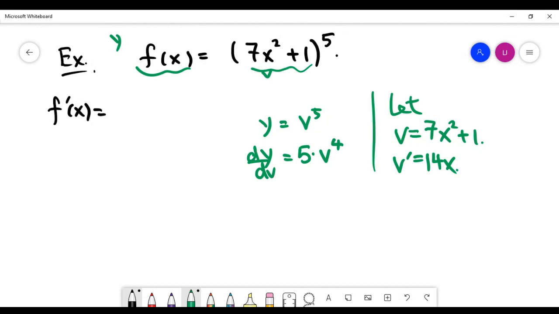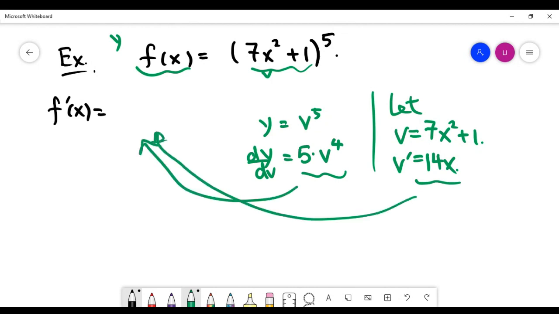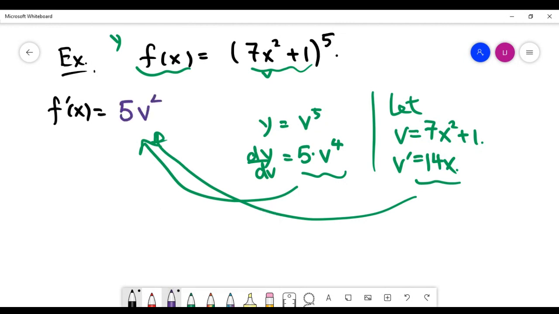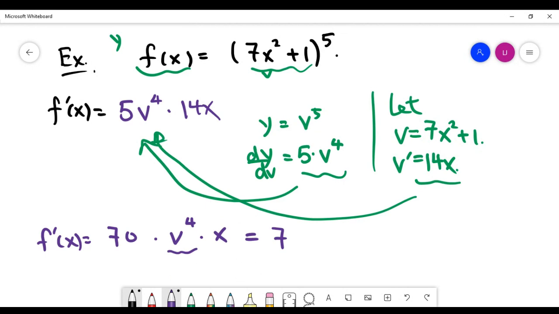Now by the chain rule, we have to bring it in as a product of two terms for the derivative f prime of x. So let's do it together. I write it like this: 5 times v to the power 4 times 14x. And let's simplify slightly. 5 times 14 is the same as 70, times v to the power 4, times x. And it would be much nicer to replace v back with x. So it means the answer is actually 70x times (7x squared plus 1) to the power 4. So that's the answer to this problem.